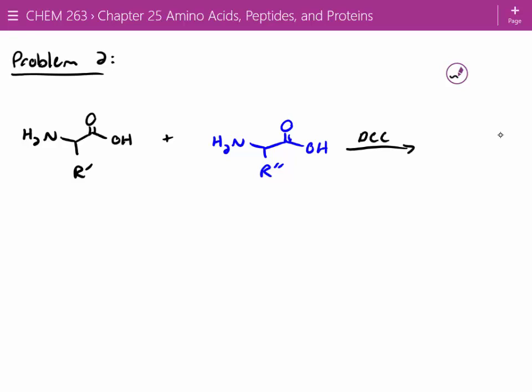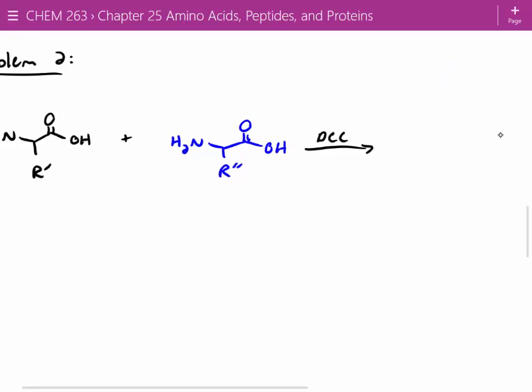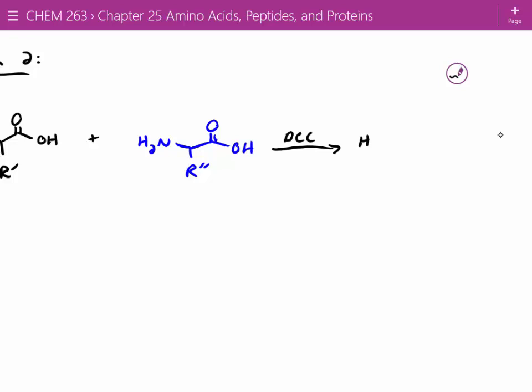We've got DCC. In our mind, we would think, yeah, these will just couple together, right? We've got a carboxylic acid, we've got an amine. The problem is we've got 2 carboxylic acids and we've got 2 amines. So gaining control of this reaction is non-trivial. So what you get is a huge mixture of products. So you do get some of the correct product.